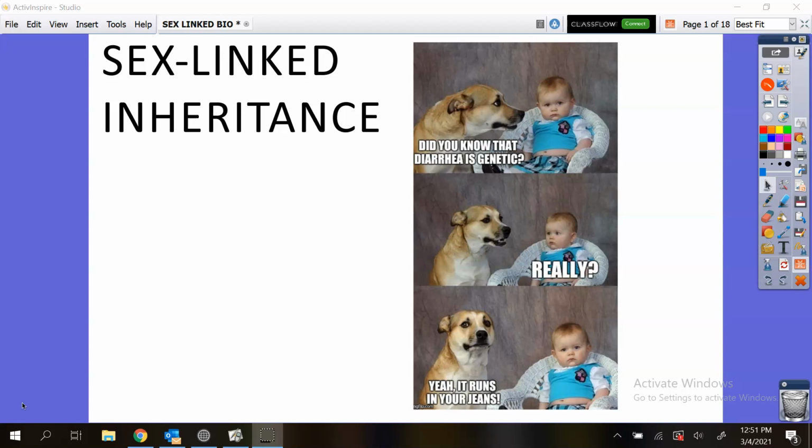And I thought this comic was pretty funny, so I put it in there. Hope it doesn't gross you out too much. But it says, do you know that diarrhea is genetic? And the little baby says, really? And then the dog says, yeah, it runs in your genes. So sorry, kind of gross, but hope it made you smile at least a little bit.